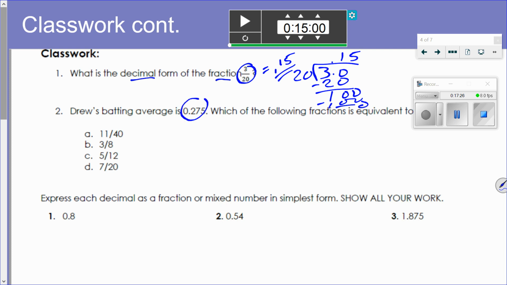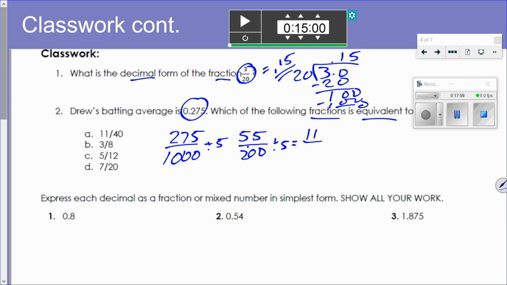Second one, Drew's batting average is 0.275, which as a fraction is equivalent to what? So the easy way to do this, say it, write it, simplify it. 275 thousandths. So write it, 275 thousandths. Simplify it. I can divide both those by 5. That's going to get me 55 over 200. I can divide by 5 again. Gets me 11 over 40, which would be answer A.